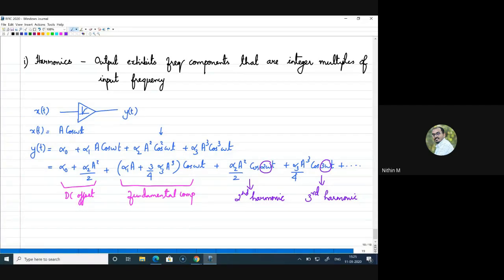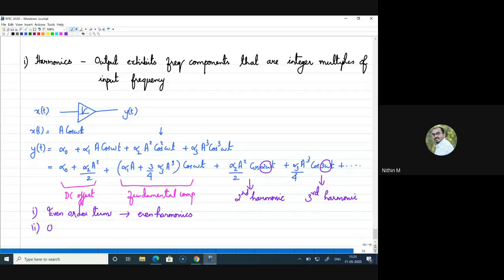So if you look at the polynomial, and if you look at the products I have written here, we can actually observe certain things. I'll make certain observations now. My first observation is even order terms will result in even harmonics. Even order term is nothing but the x square term.